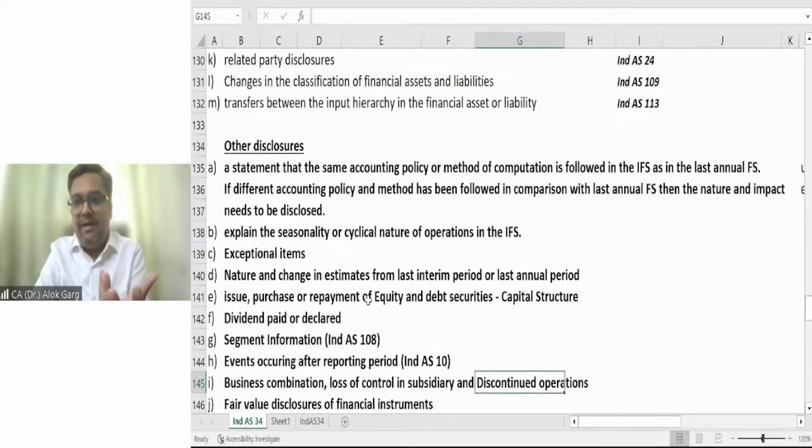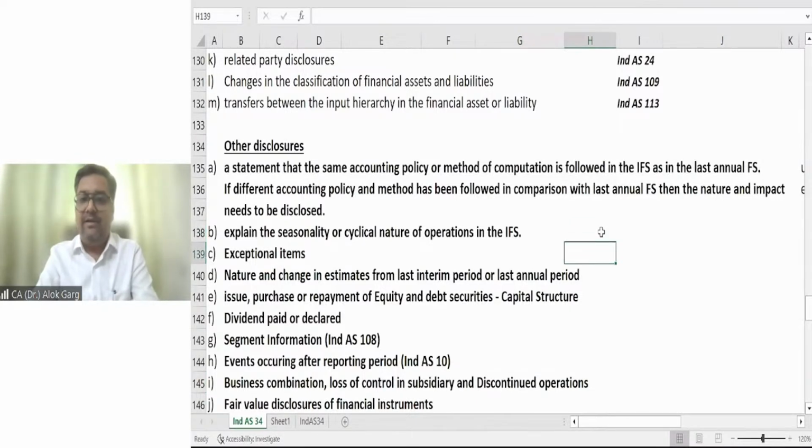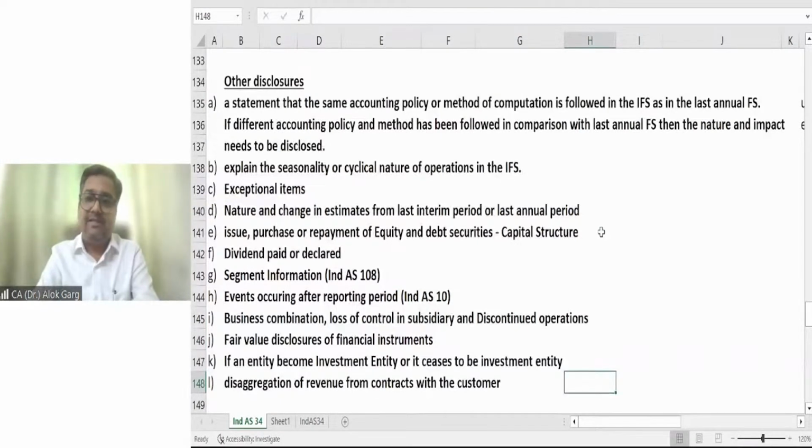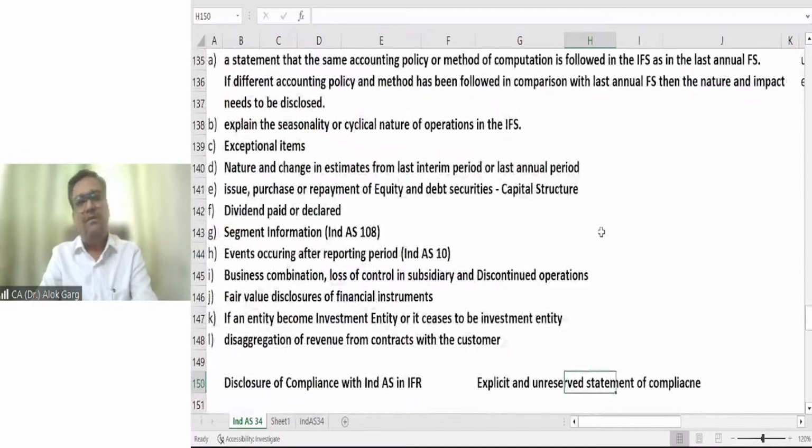Like you have to give a statement that the same accounting policy is followed that we have followed in the full financials, right? Or if there is a change, you need to present the new accounting policy and give the nature and impact of the change. If the business is seasonal or cyclical, you have to mention this fact. Exceptional items you need to disclose, right? If you have changed any estimate like depreciation method or useful life, you are required to disclose. If you have raised any equity or borrowing, you are required to disclose. Dividend, you are required to disclose. Segment reporting, you have to make. Events occurring after the balance sheet date, you have to make. So these kinds of disclosures are required, right?